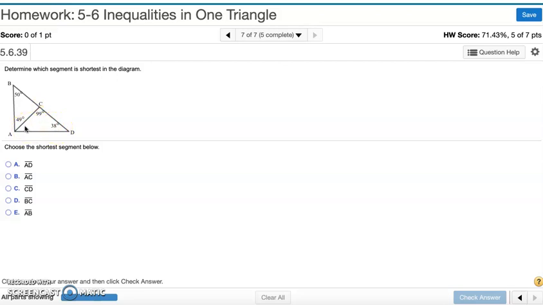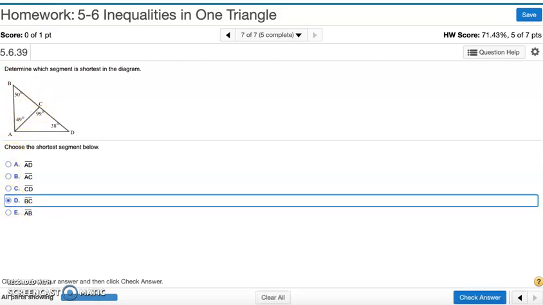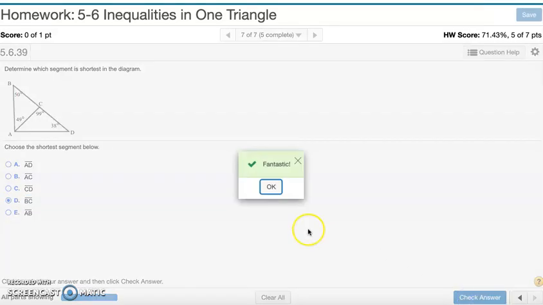Okay, so looking at each triangle, the smallest side of this triangle is going to be this one because it's across from the smallest angle of 38. This side is part of this triangle. The smallest side of this triangle is going to be this one. So this one actually has to be smaller than this one. So we're going to say BC. And that's number 7.